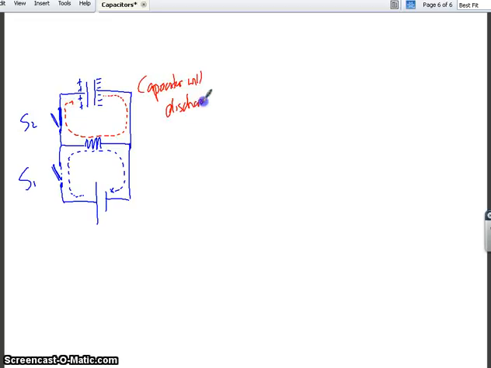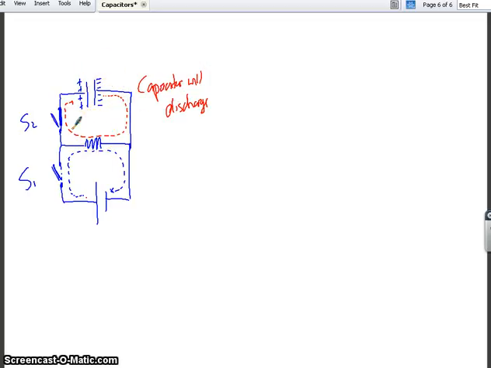Because the battery is like the pump that keeps the charge on the plates. But once we disconnect the battery, and there is still a circuit here for the charge to move, the electrons that were stored on this plate are actually going to go back, and it's going to equal out again.